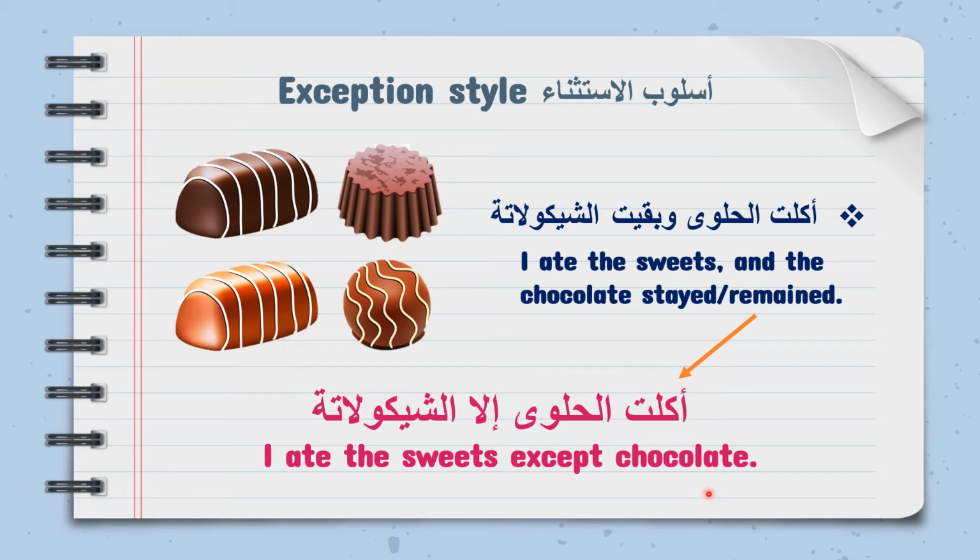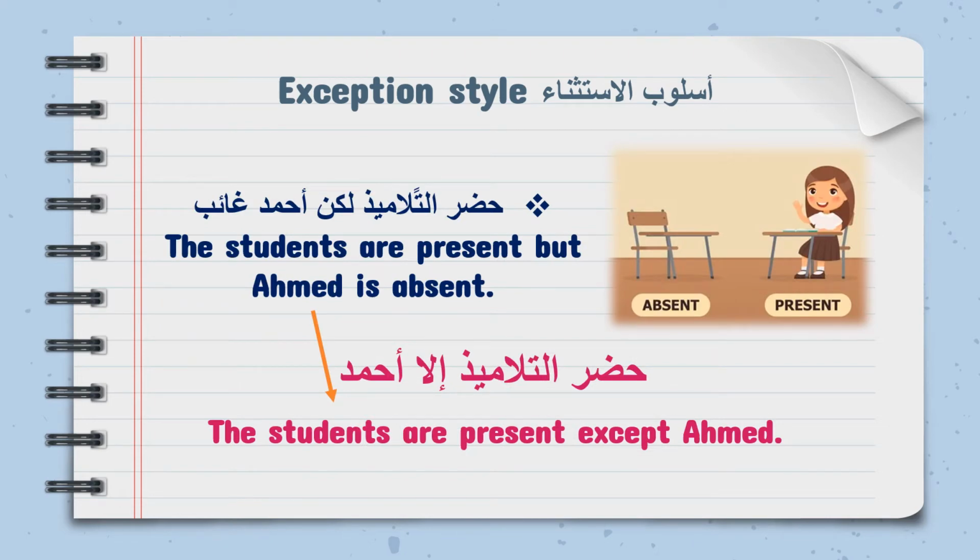Now let's look at the second example. حضر التلاميذ لكن أحمد غائب. The students are present, but Ahmed is absent. This sentence can be written in a much simpler form, like the students are present except Ahmed.